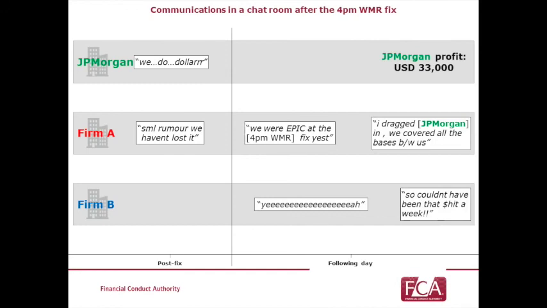JPMorgan's trading in euro-dollar in this example generated a profit of approximately $33,000.